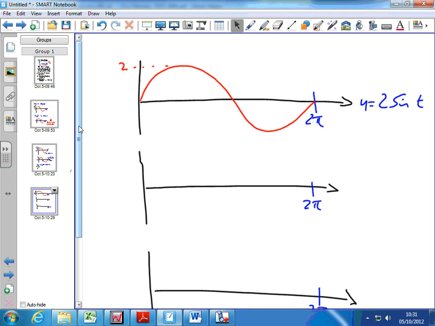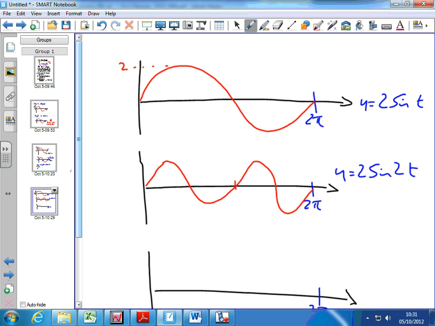If I now want to plot y equals 2 sine 2t, what would I sketch on here? Do this wave twice. It's a bit awkward to sketch, but let's see if I can do it. I've got to try and get 2 waves within that same period of time. I've doubled the angular velocity, so therefore I've got 2 waves within that same time period.